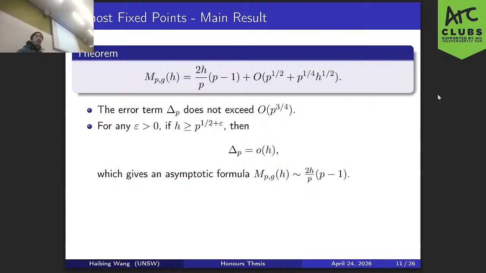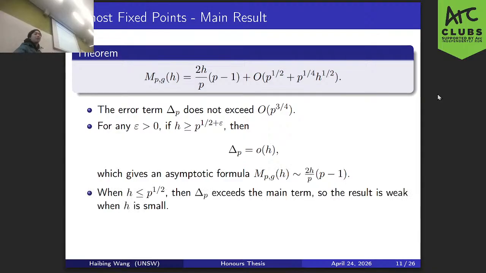So our main term is O of h roughly. As long as h is just a bit bigger than root p, this error term is going to be small compared to the main term. So we have an asymptotic formula there. And when h is small, your error term is going to be bigger than the main term, which means you do get a bound, it's just not the bound that you're hoping for, and it's a bit weak.